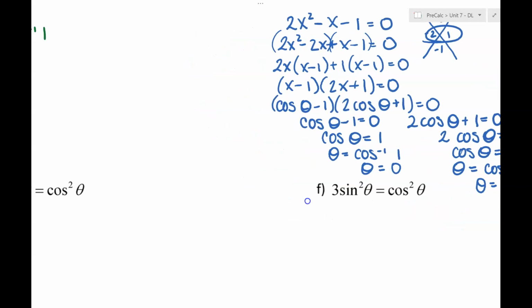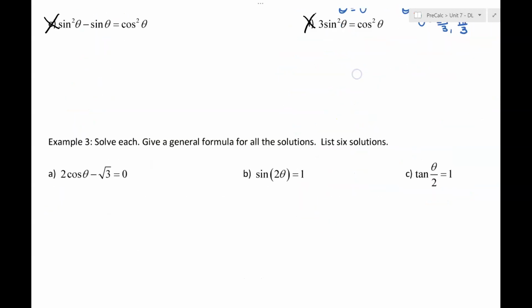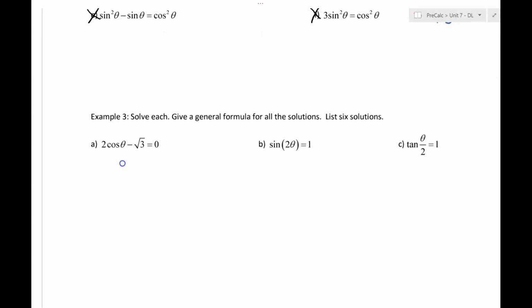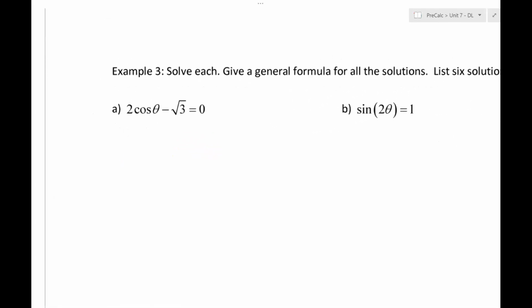Nice. Okay, now E and F we're not going to do. It includes identities, and we're going to focus on that in a couple of weeks. Okay, so let's just go to solving for a general formula. This is where we're going to use K. It says to list 6 solutions, so we'll do that, but we really need to focus on being able to state K.